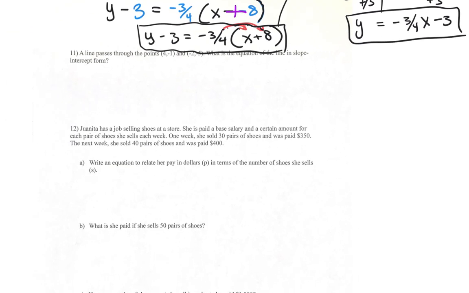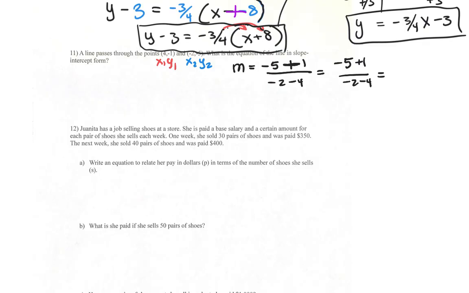All right, the next one is very similar, but we don't know the slope. So I've got to use these points, x1, y1, x2, y2, and I've got to find the slope first. So m equals negative 5 minus negative 1 over negative 2 minus 4. Two negative signs pushed up against each other, change it to a plus, negative 5 plus 1 over negative 2 minus 4. Do the math, negative 5 plus 1 is negative 4, negative 2 minus 4 is negative 6. A negative over a negative makes a positive, and so I have a positive 4/6.